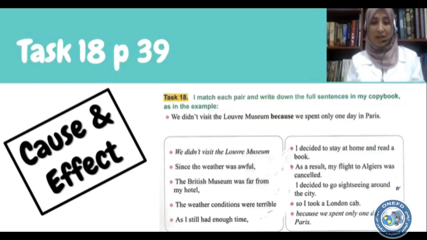As I still had enough time, it means that I have the time to do something. Column number 2. I decided to stay at home and read a book. As a result, my flight to Algiers was cancelled. It means that my plane or my flight to Algiers, to the capital Algiers, was delayed. It was cancelled. I decided to go sightseeing around the city. So I took a London cab. It means I took a taxi in London. So you need to match sentences to form a full and correct sentence. You have 2 minutes.